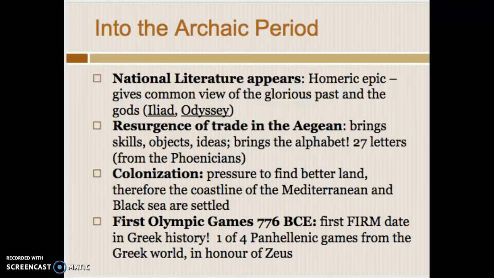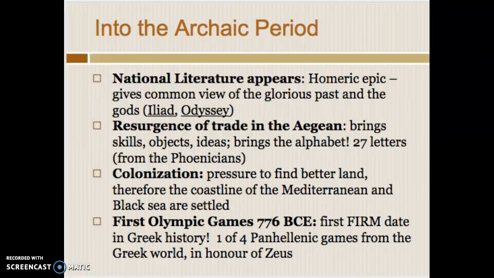You also have the resurgence of trade in the Aegean, and you know that because you see archaeological records, and you can tell that obviously trade is happening. A lot of it's with the Phoenicians. They get an alphabet from the Phoenicians, but you've got other objects and ideas as well that suddenly start emerging around the Peloponnese. You also have colonization. So obviously people are looking for better land. They're working around the coastline of the Mediterranean, the Black Sea. So they're spreading out around this area. Again, we just don't know a lot about how or why. We just know that suddenly these colonies appear.